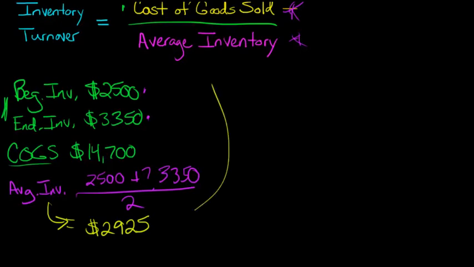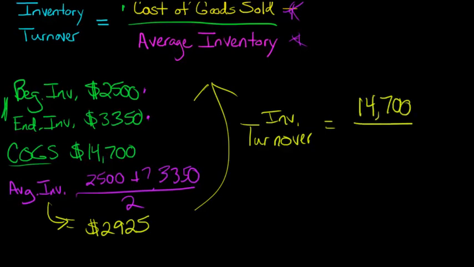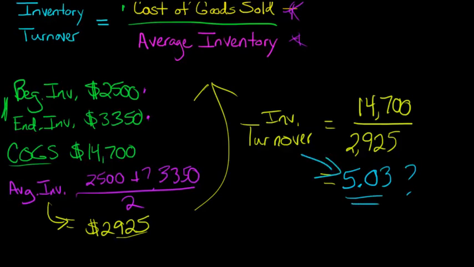So now we just plug in. Inventory turnover is going to be 14,700 divided by this average inventory, 2,925. And what does that yield? Rounded, that yields 5.03. Now, what does this mean? This means that we're turning over our inventory 5.03 times a year, about 5 times a year. Think of some product A. We put product A on the shelf, we sell it, and then we replace it with another product A, and we sell it. We do that 5 times every year.